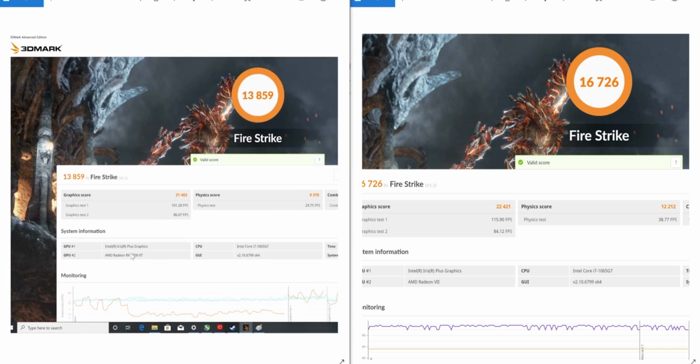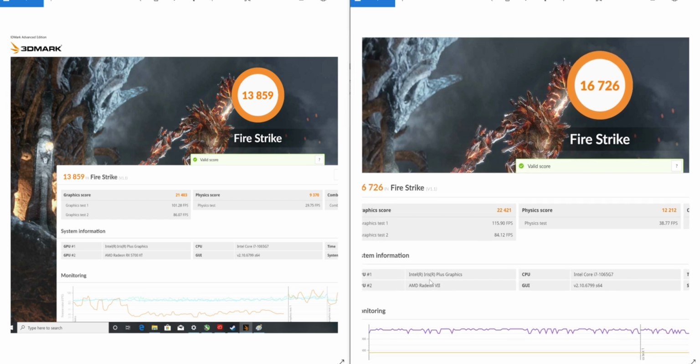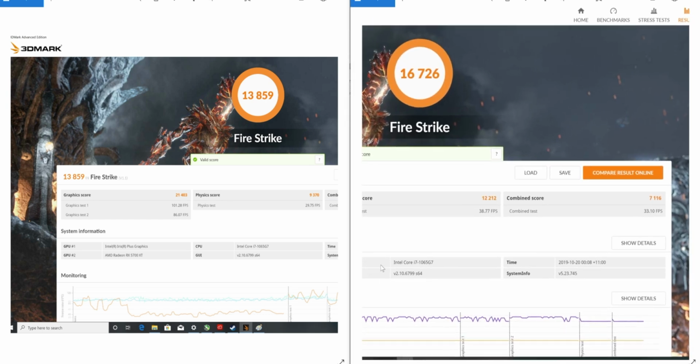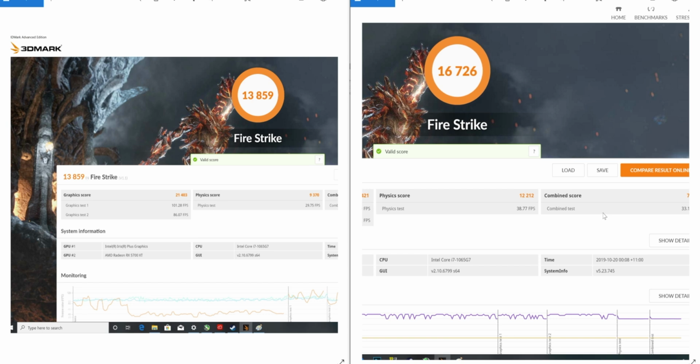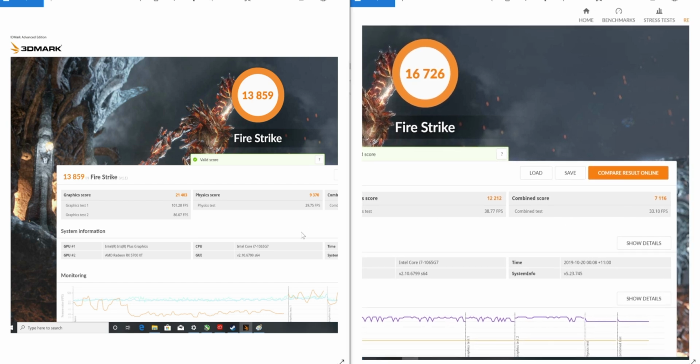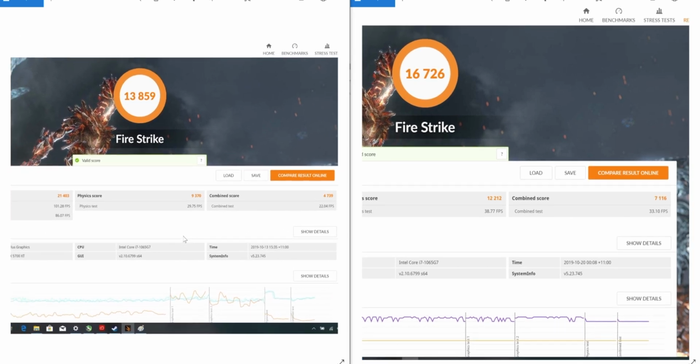You can see there, 5700 XT, RX 5700, and this is the Radeon 7 here. And yeah, you can see it's getting a much higher physics score and combined score. There's a big difference, combined score, 4700 versus 7000. So obviously the drivers, or something on the Radeon, it doesn't like something with the 2070 Super, and it doesn't like something with the 5700 XT. So I don't know what that is.